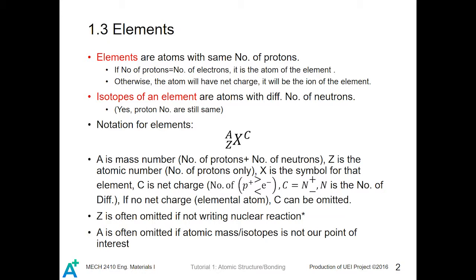Isotopes of an element are atoms with a different number of neutrons, but the proton number is still the same. Otherwise, we will not call it the same element.